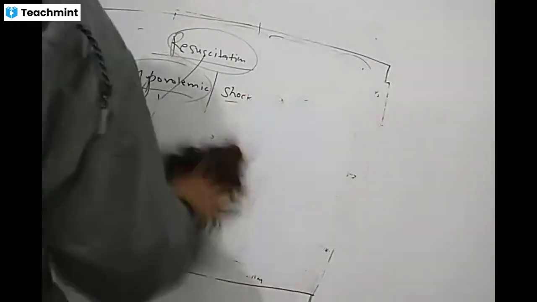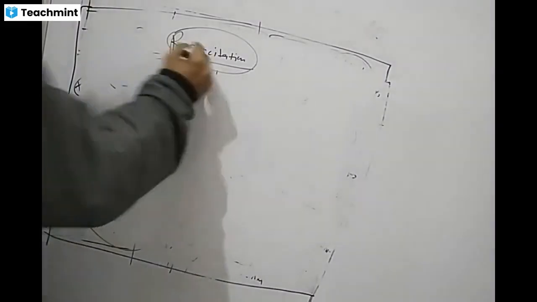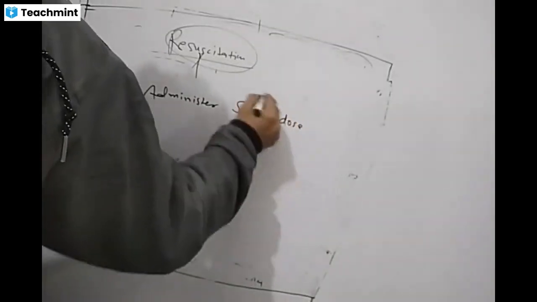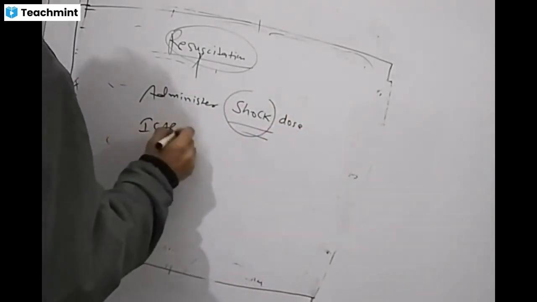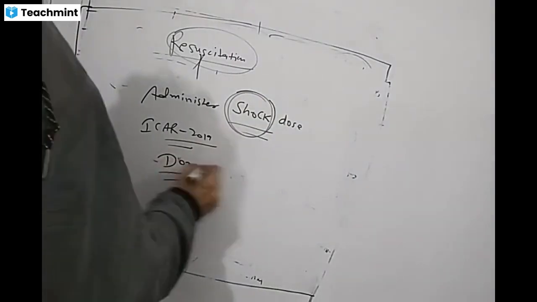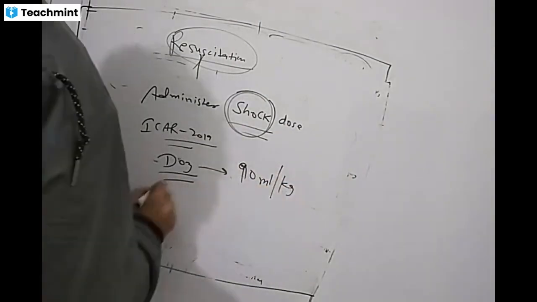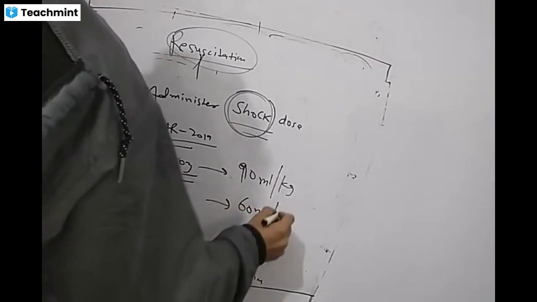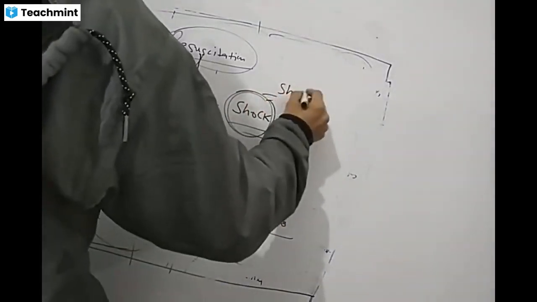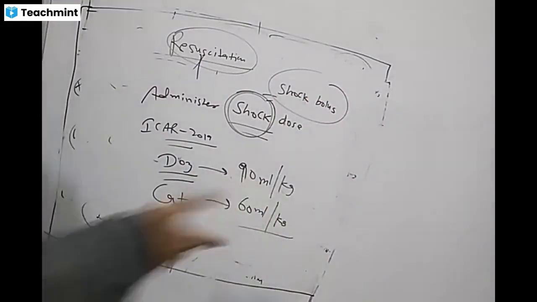So in this resuscitation, it is a kind of emergency situation where we give a large volume of fluid intravenously. In this case, we administer a shock dose, and this was your ICR 2019 MCQ. In case of shock, what is the dose rate in case of dog? So remember, in case of dog, this is 90 ml per kg, and in case of cat, it is 60 ml per kg. So this is the shock dose, or it is also called shock bolus. In case of dog, 90 ml per kg, and cat, it is just opposite, 60.